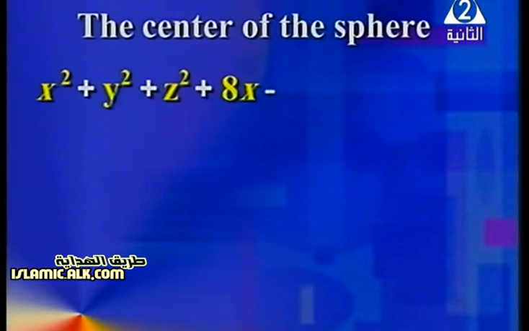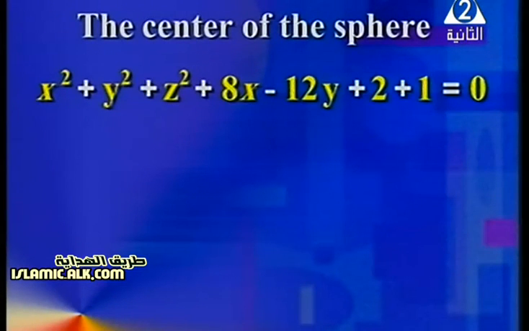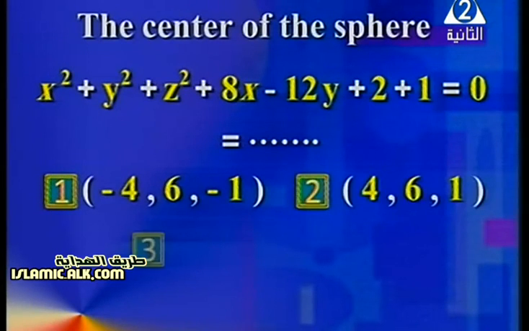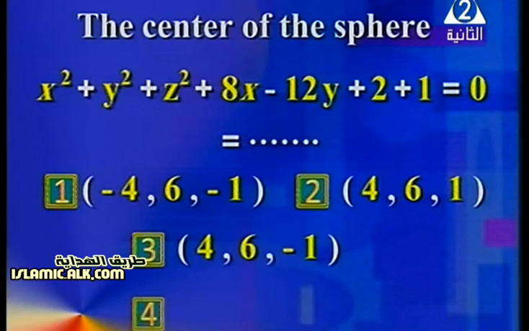The center of the sphere x squared plus y squared plus z squared plus 8x minus 12y plus 2 equals 0 is what? Options: (negative 4, 6, negative 1), (4, 6, 1), (4, 6, negative 1), (negative 4, negative 6, negative 1). What is the center?